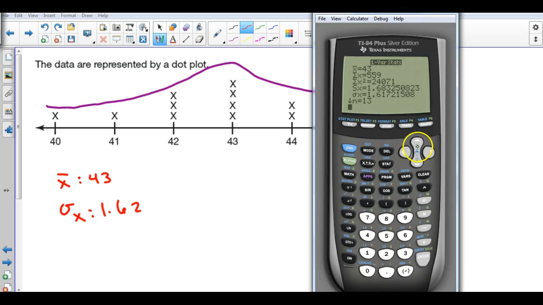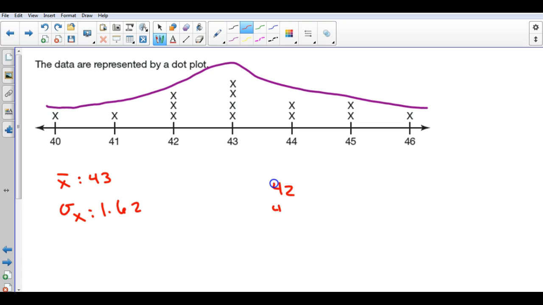I'll copy down what the median is and my Q1 and Q3. So I have 42, 43, and 44.5. And that represents my first quartile, my median value, and Q3. So your mean and your median both came out to the same number. That's all right. It just indicates, again, that peak of your data. The middle of your data is there.